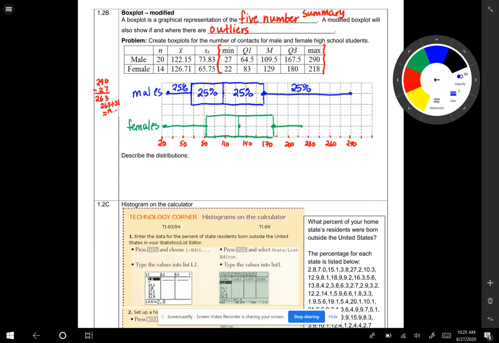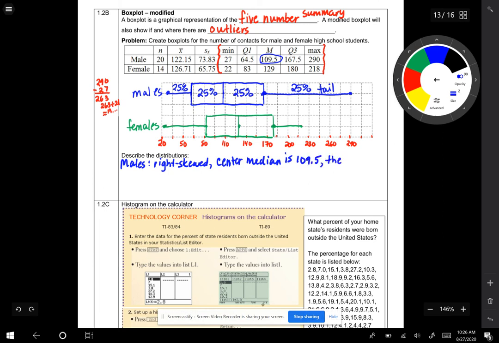So now let's talk about the distribution for males. It's right skewed. It often helps on your graph to label or write the word tail. Since it's skewed, you want to use the median for your center, and then you can just find the information in your table right here. So center, median, is 109.5.